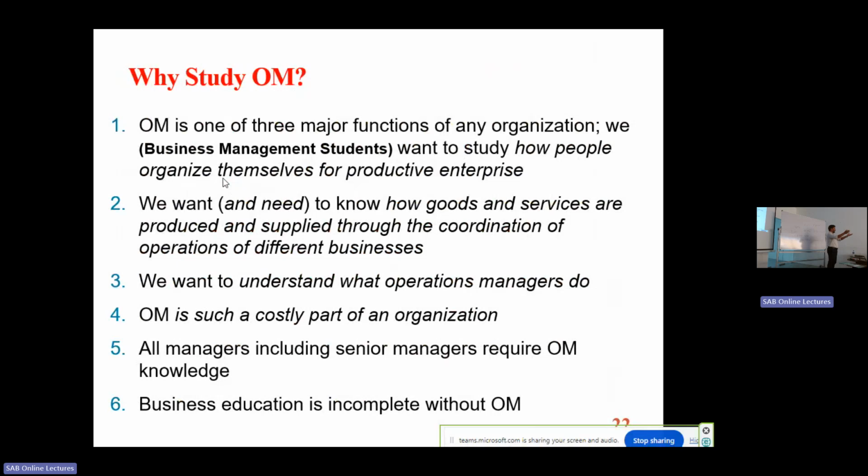It's up to you, by the way, if you are ready to understand. I'll try to give you a basic idea about operations management. That's what we try. Any quick questions?